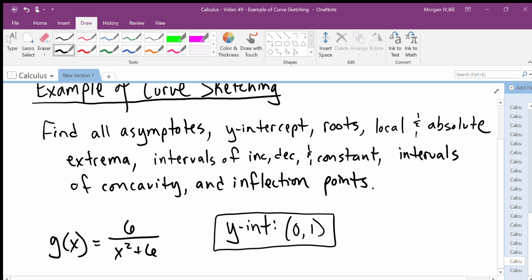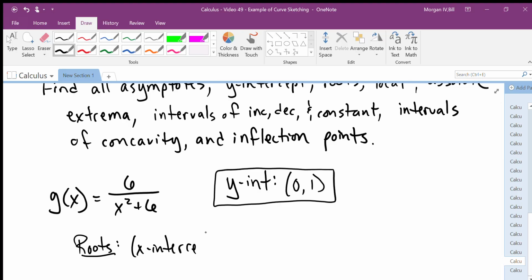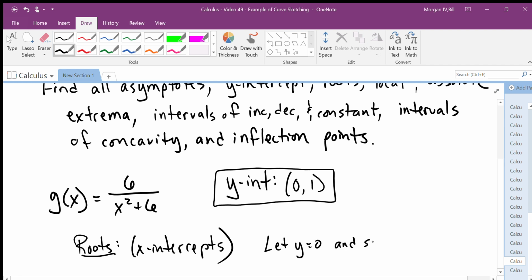Now, for roots, remember that roots occur when the curve crosses the x-axis. There are x-intercepts, or roots. X-intercepts is another word for this. Since it's crossing the x-axis, the y value is 0. So to find the roots, you let y equal 0 and solve for x.